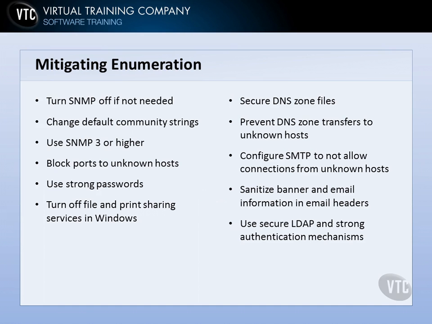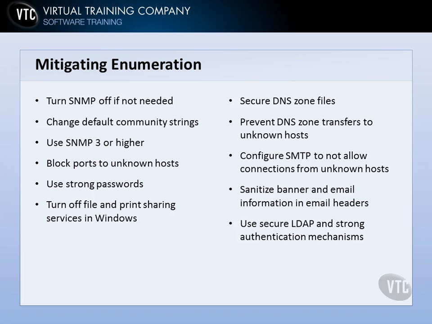First of all, turn off SNMP if you don't need it or you're not running it on your network. Change the default community strings from public and private to more secure strings if you are running SNMP. And also, if you're going to run SNMP, use at least version 3 or higher because there are more security configuration options built in to SNMP version 3. You also want to block ports to unknown hosts. In other words, if you're running something like SNMP, for example, only configure it to communicate with known hosts on your network. Use strong passwords, both on hosts and network services whenever you can.